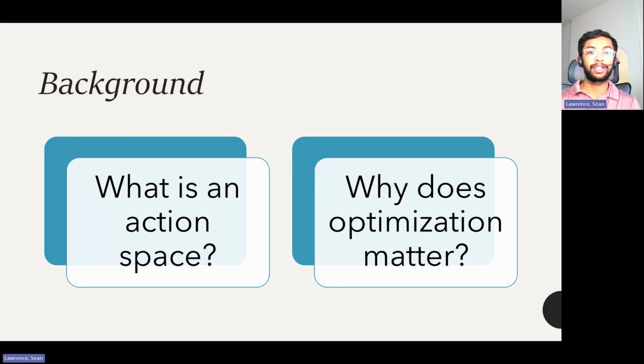So, to understand action space optimization, I have to lead with some background info. We'll first delve into what an action space is, and it's also crucial to understand why we should look to optimize action spaces for machine learning models. So, let's begin.